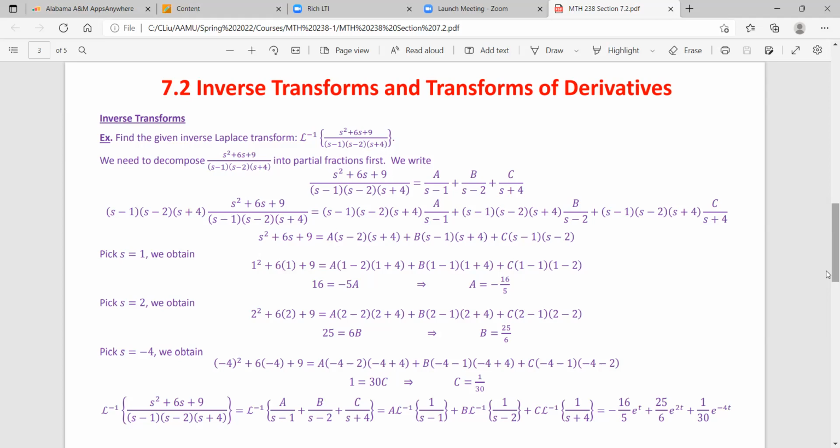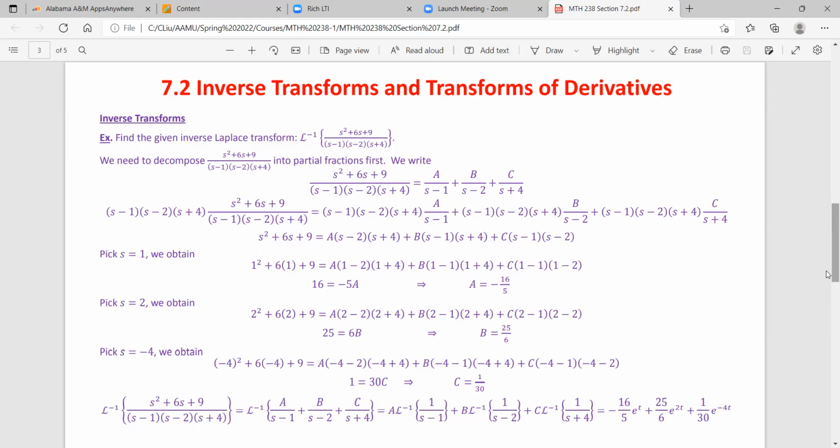So we got all of those constants, A, B, and C solved, although they are fractions. Then we can go back to the original problem, and we take the inverse Laplace transform of the fraction. You can decompose the whole thing into 3 fractions as we already did. So that's A over s minus 1 plus B over s minus 2 plus C over s plus 4. And when you take an inverse Laplace transform, you can take the inverse Laplace transform of each fraction.